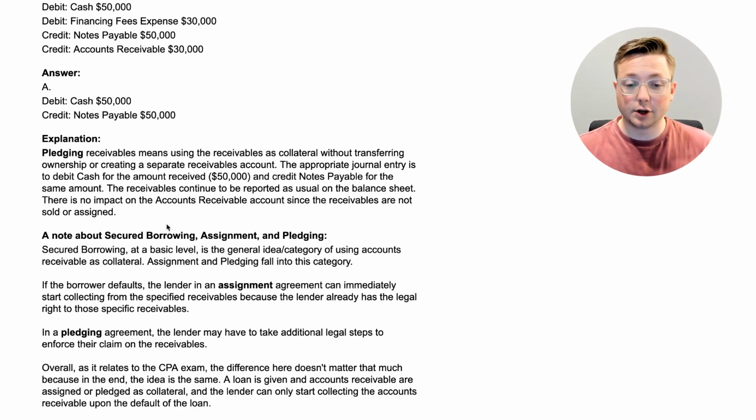Now, let's talk about secured borrowing, assignment, and pledging all together as far as the CPA exam goes. So secured borrowing at a basic level is the general idea or category of using accounts receivable as collateral.